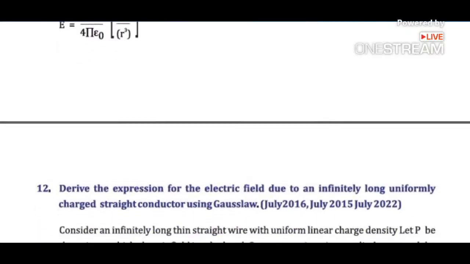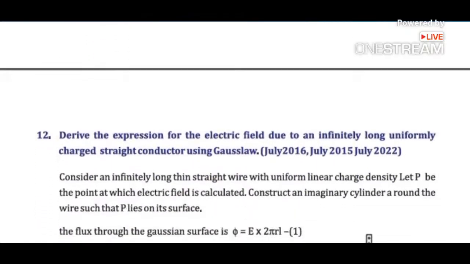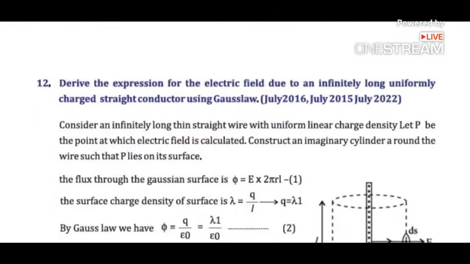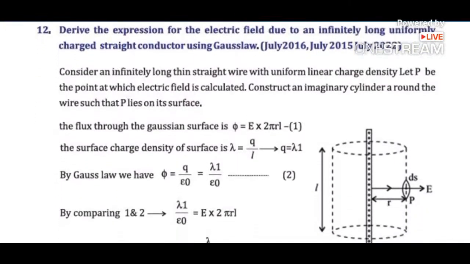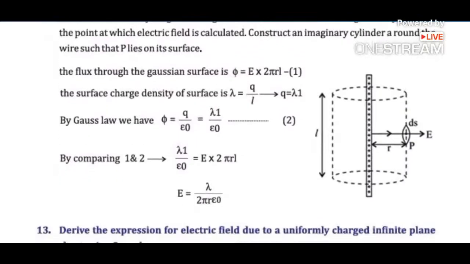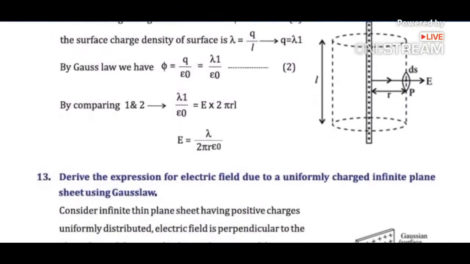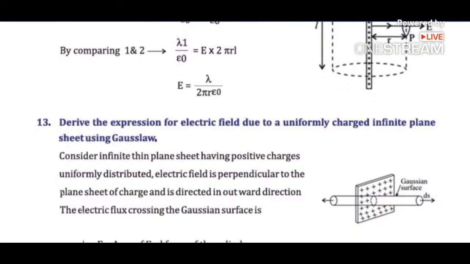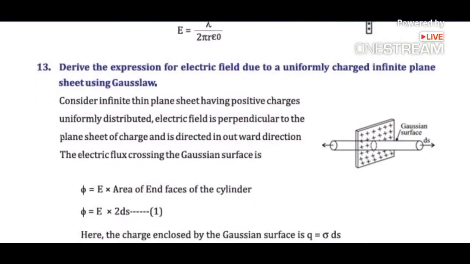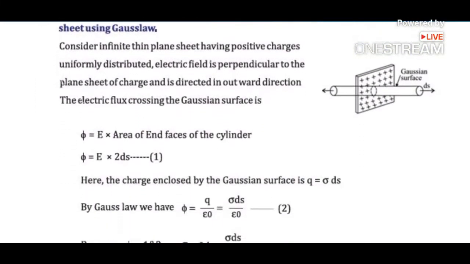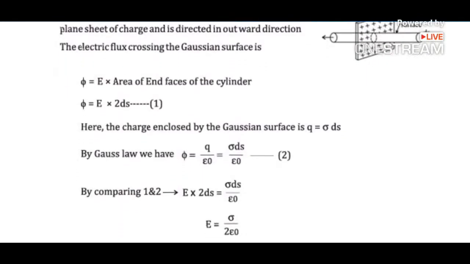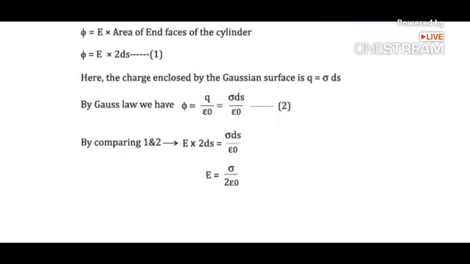Question 12. Derive the expression for the electric field due to an infinitely long, uniformly charged straight conductor using Gauss' law. Answer. To be derived using a cylindrical Gaussian surface, E = λ/(2πε0 r). Question 13. Derive the expression for electric field due to a uniformly charged infinite plane sheet using Gauss' law. To be derived using a Gaussian pillbox.